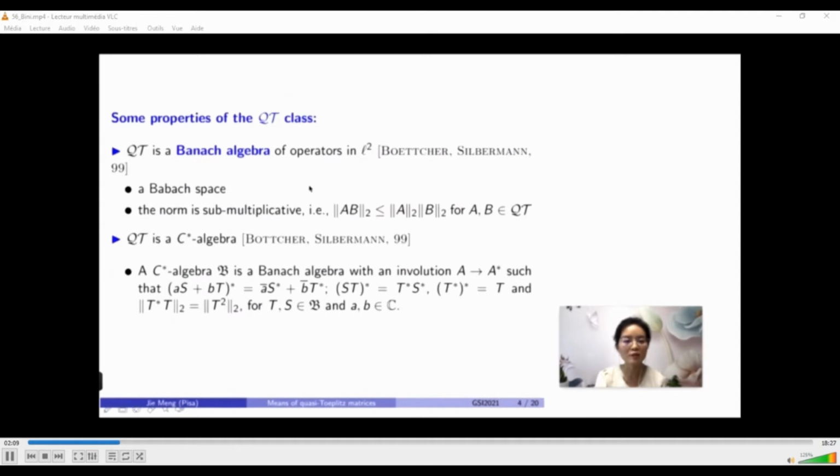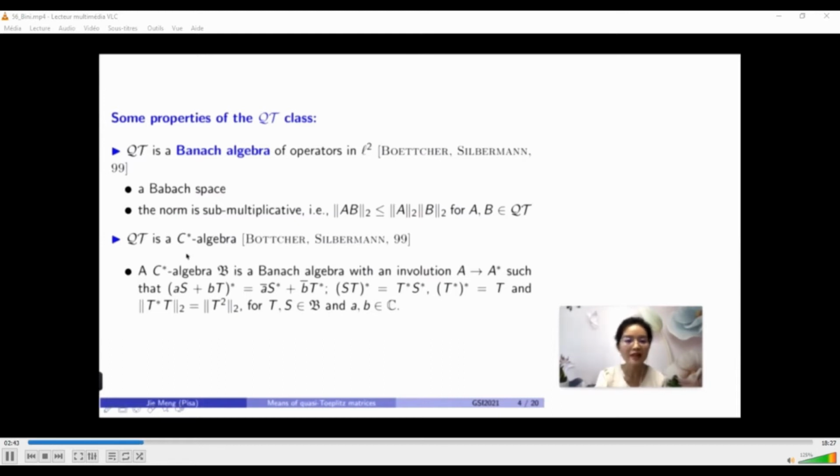Here are two important properties of the Qt class. The first one is that Qt is a Banach algebra of operators in L2 space. This means that Qt is a Banach space, and the norm is submultiplicative. Another important property of the Qt class is that it is a C-star algebra. So this means that Qt is a Banach algebra with an involution that satisfies these four properties.